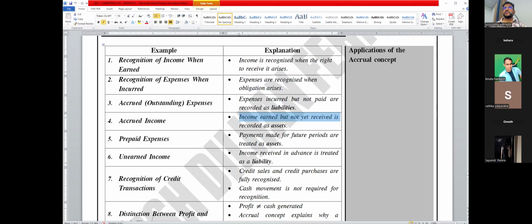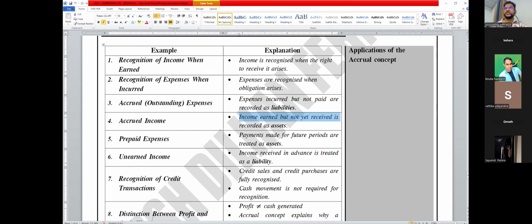Prepaid expenses. Payment made for future periods. The payment made in the current accounting period, but not relevant. We are recognizing only the relevant income. Then what are we supposed to do? Recognize the prepayment as an asset of the business.